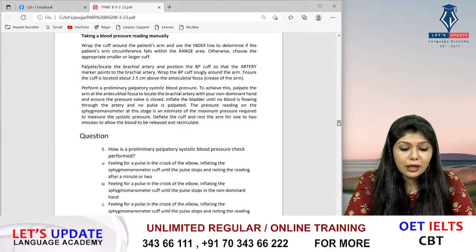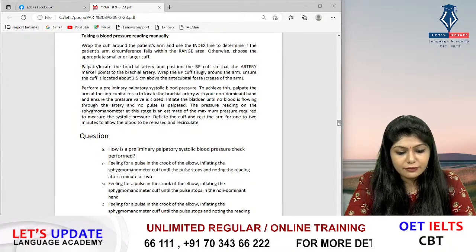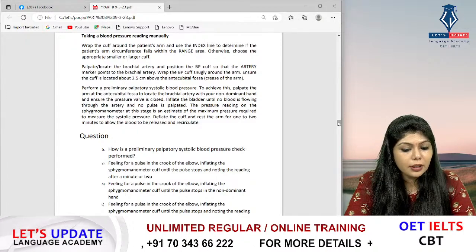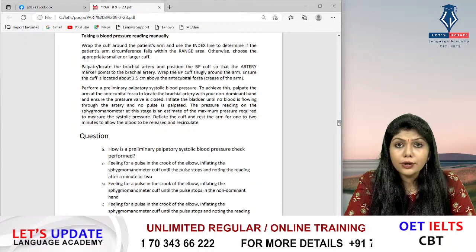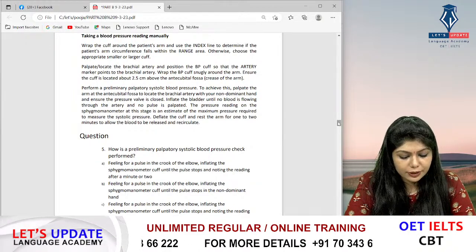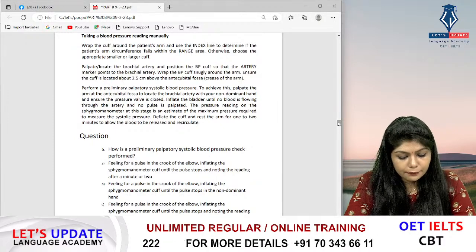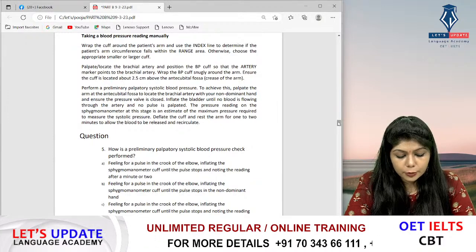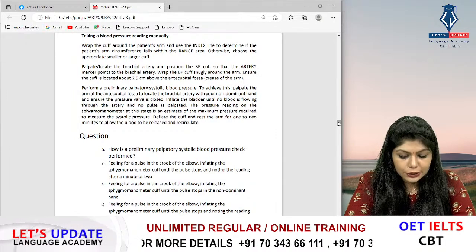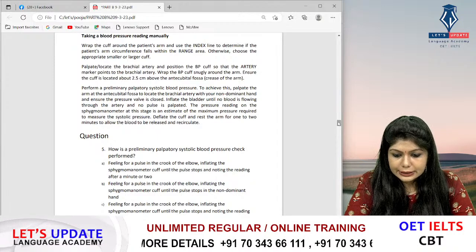Option B, feeling for a pulse in the crook of the elbow, inflating the sphygmomanometer cuff until the pulse stops in the non-dominant hand. And option C, feeling for a pulse in the crook of the elbow, inflating the sphygmomanometer cuff until the pulse stops and noting the reading. Okay, so what do you think the correct answer is?